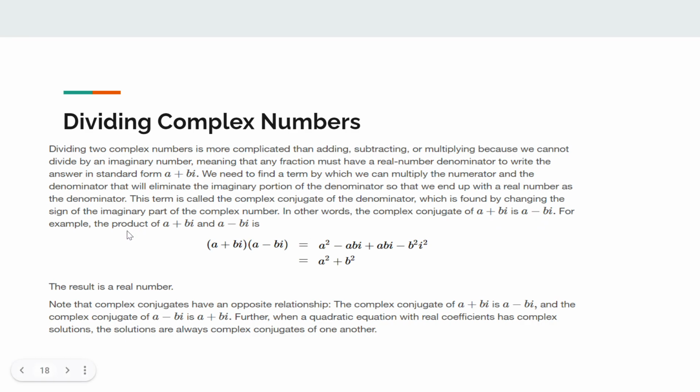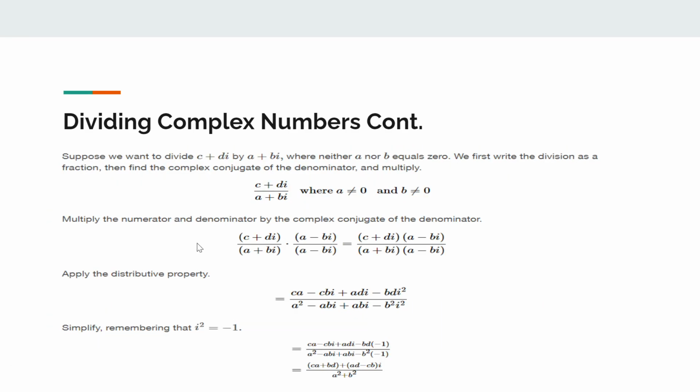For example, the product of a plus bi and a minus bi is this. Since the i squared will turn into negative 1, that leaves us with just a squared plus b squared, and there is no more imaginary part. The result is a real number, because there is no i. So complex conjugates have an opposite relationship. The complex conjugate of a plus bi is a minus bi, and the complex conjugate of a minus bi is a plus bi. Further, when a quadratic equation with real coefficients has complex solutions, the solutions are always complex conjugates of one another.